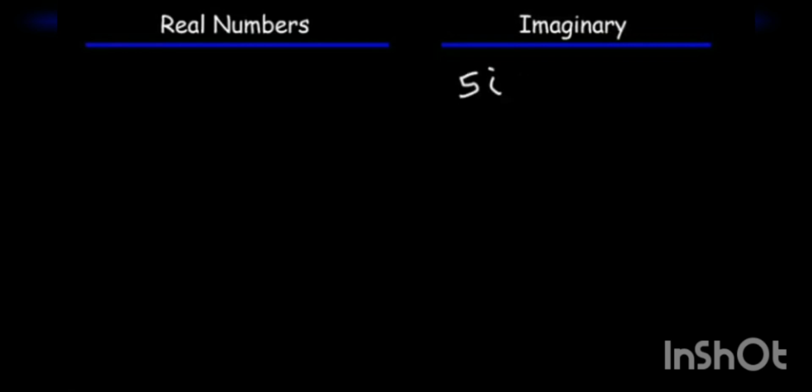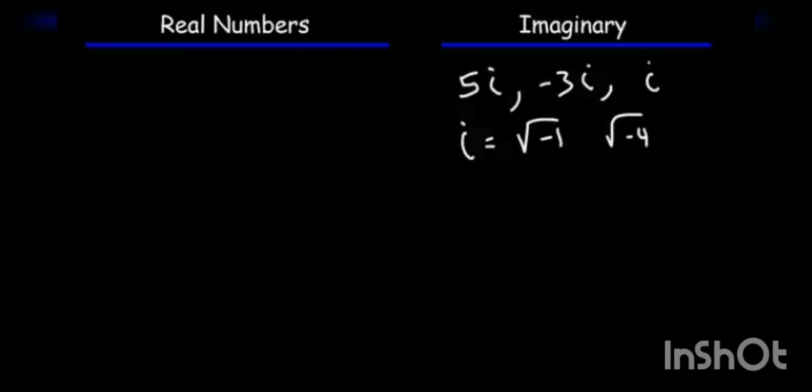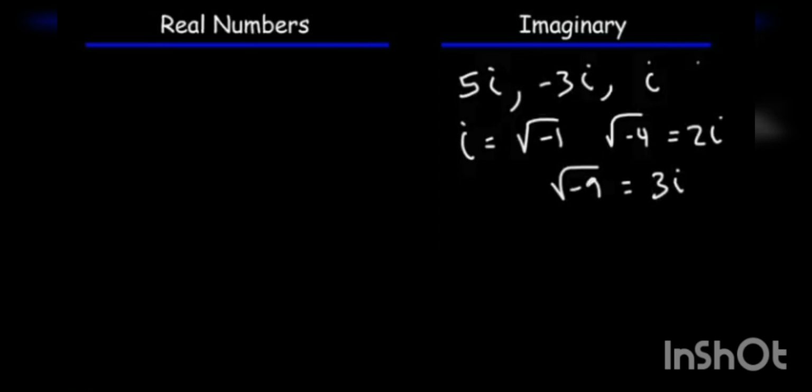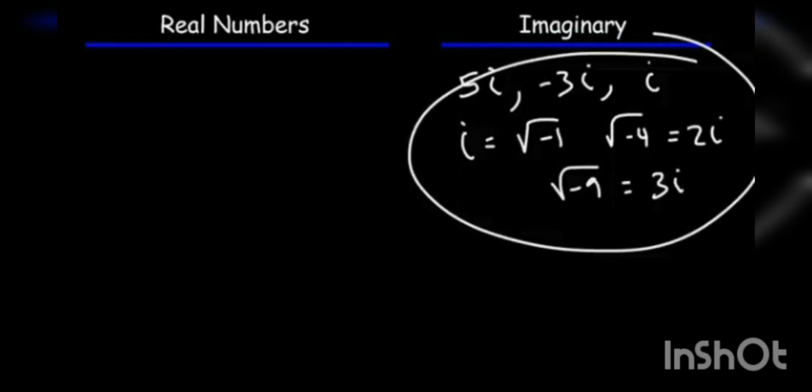Imaginary numbers are where you see a number next to an i, like 5i, 3i, and i is the same as the square root of -1, meaning it cannot be put on a number line. Take, let's say, the square root of -4, which is equal to 2i, which is also not a real number. So as long as you have numbers that have i, just know that these are imaginary numbers and they are not part of the real numbers.